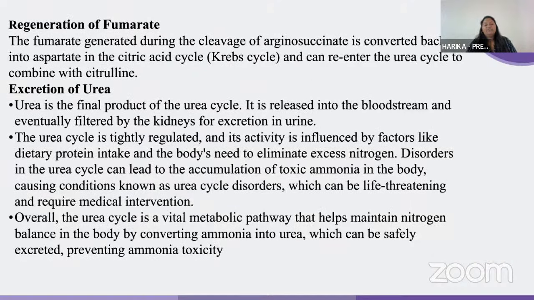Next, regeneration of fumarate. The fumarate gets regenerated during the splitting of arginosuccinate and then gets converted back to aspartate in the citric acid cycle, and then again re-enters the urea cycle to combine with citrulline. And then the urea that is formed is the final product that gets excreted. The urea, the final product of the urea cycle, is released into the bloodstream and filtered by the kidneys for excretion in urine.